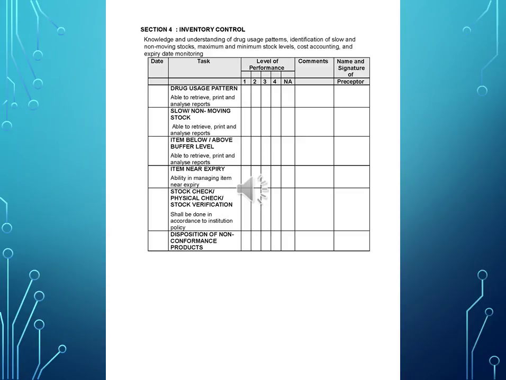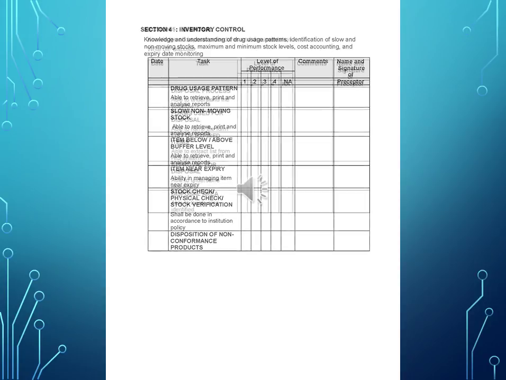Slow/non-moving stock: able to retrieve printable reports. Item below or above buffer level: able to retrieve printable reports. Item near expiry: able to retrieve printable reports. Ability in managing items near expiry. Stock check/physical check/stock verification shall be done in accordance to institution, disposition of non-conformance products.